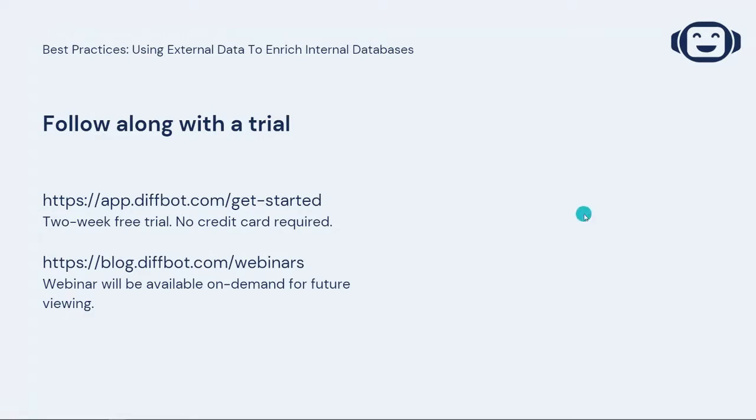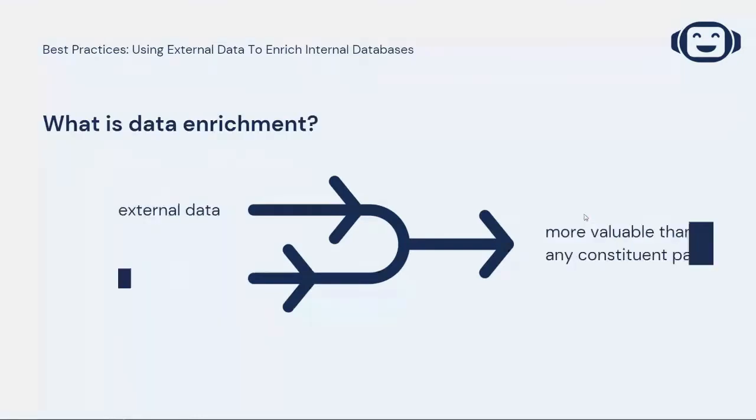So diving right in, our topic today is using external data to enrich internal databases, basically data enrichment. So what is data enrichment? Data enrichment is a process that allows businesses to merge many different data sources together. The output is a unified source of data that's more valuable than any one constituent part.